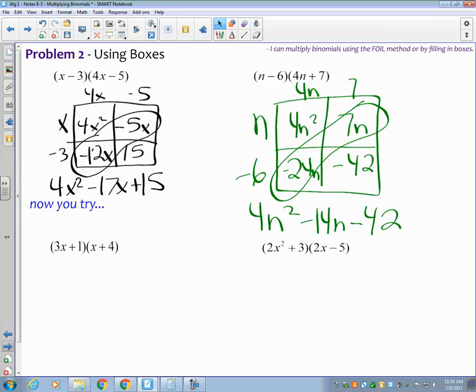Okay, you guys are going to take a moment. If you haven't already tried box method, give it a whirl. It's not going to hurt. And if you only did box method before, give FOIL a whirl. Try to use both ways.